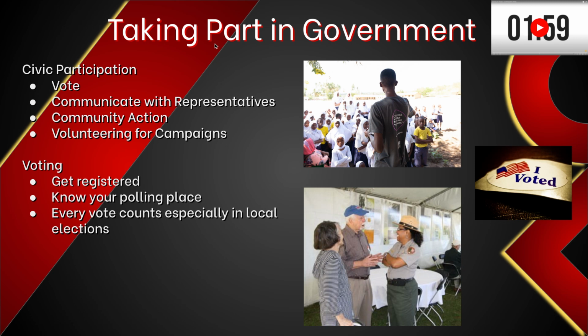So, case in point, the last election cycle here in the state of Louisiana, 32% of registered voters came out to vote. Less than half of the eligible population came out to vote for our governor, for the executive of this state. And that is a problem because then you're just allowing those 32% of people to choose for you. So, and we'll get to community action on the next one, too. So we'll leave it at voting there.